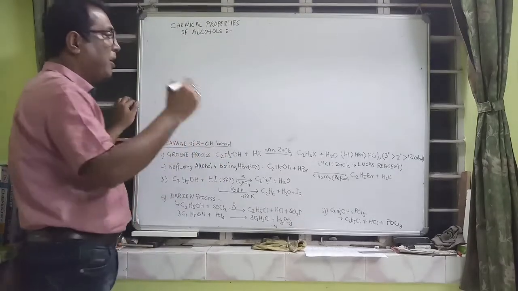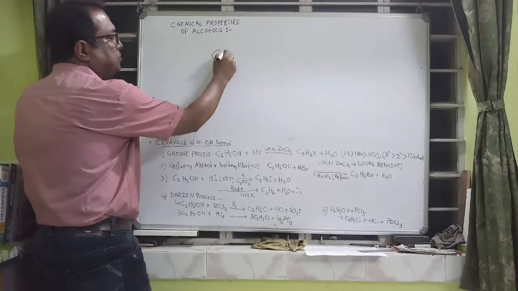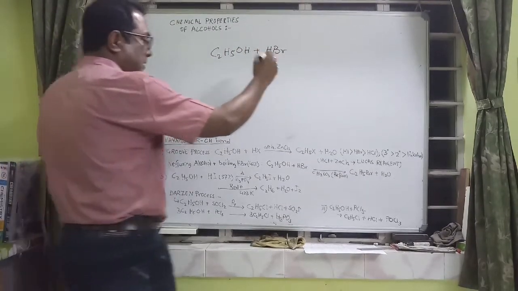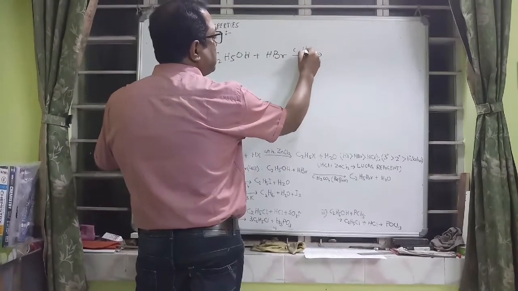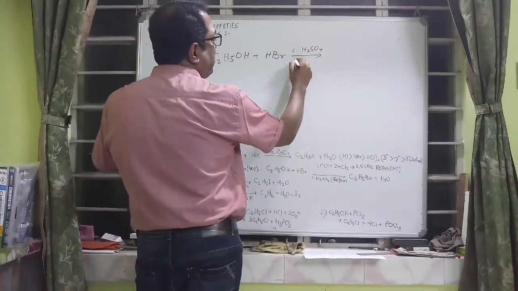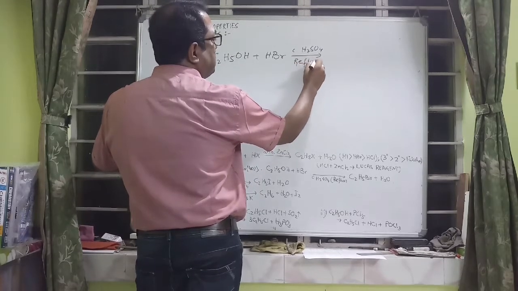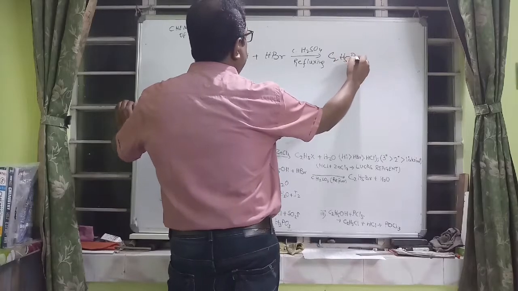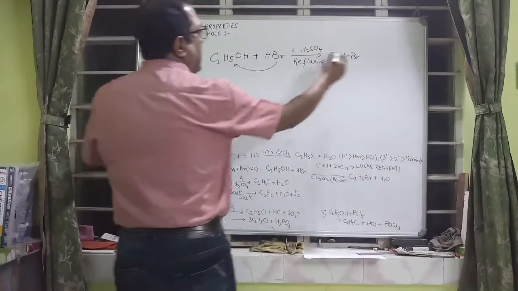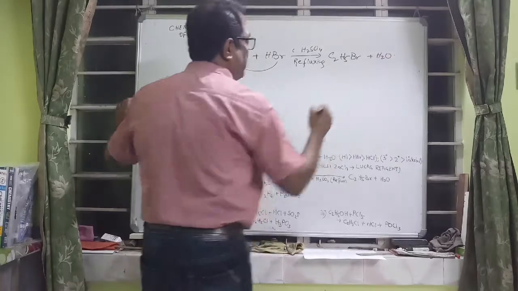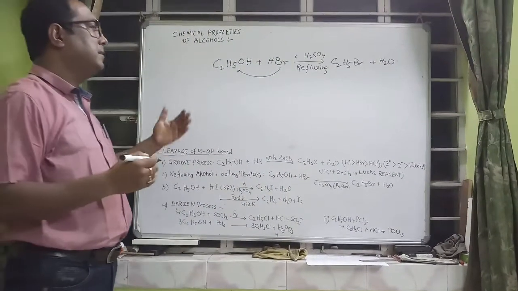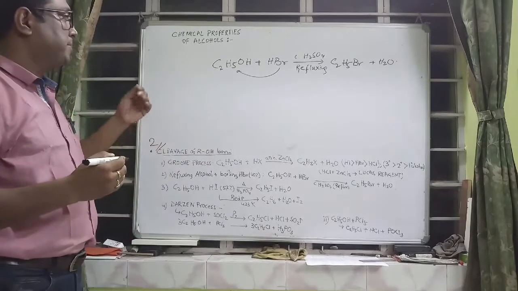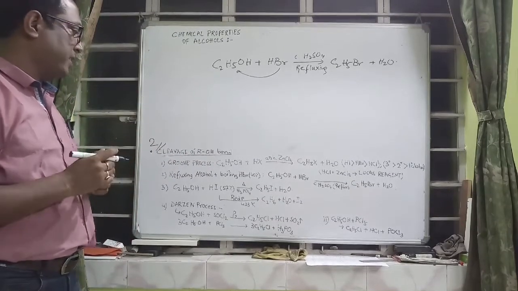So in the refluxing of boiling HBr, you take C2H5OH and HBr, hydrogen bromide, and concentrated sulfuric acid, and you go for refluxing. You get C2H5Br. So Br joins here and water is formed. This is another way by which you can make bromide, iodide and chloride, particularly with sulfuric acid undergoing refluxing.